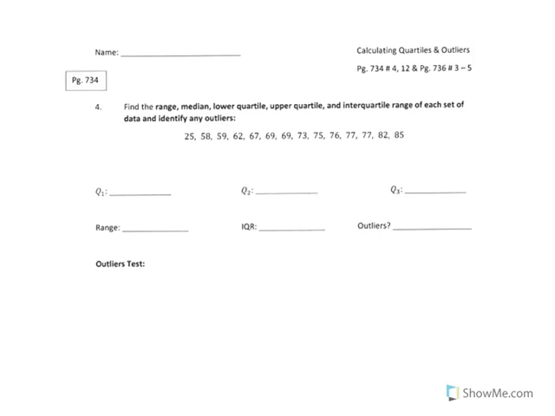Question 4 says find the range, the median, the lower quartile, upper quartile, and the interquartile range of each set of the data and identify any outliers. So, first, you want to make sure that the numbers are written in order from lowest to highest, which luckily they are. And then you're going to want to start by finding the middle number.